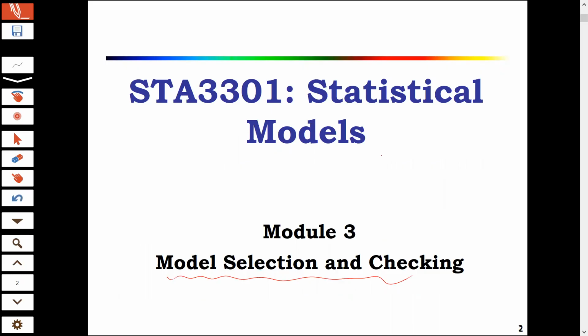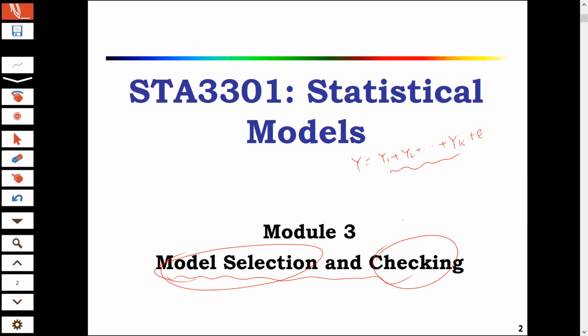Model selection means, if we have a regression model y equal to β1x1 plus β2x2 up to βkxk, that means k independent variables. Now, model selection means what variables should be included in the model, either all of the variables or some of the variables. Model selection techniques will help us determine the number of variables that should be included in the model.